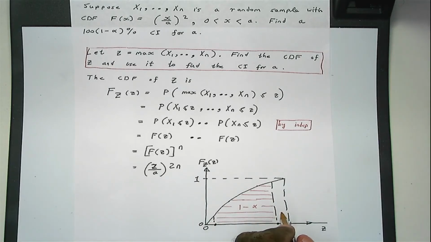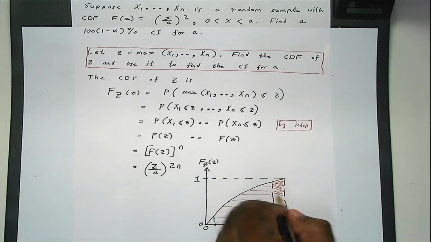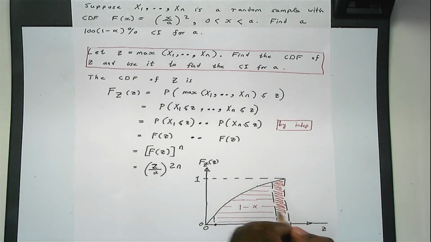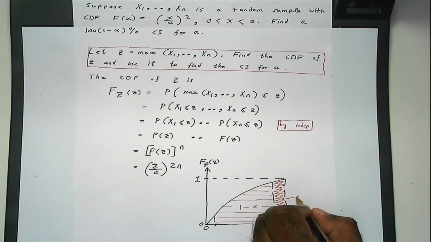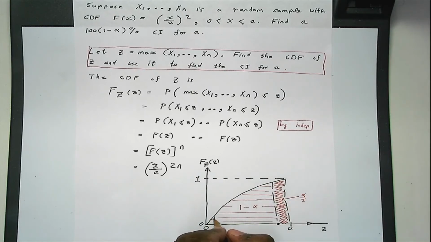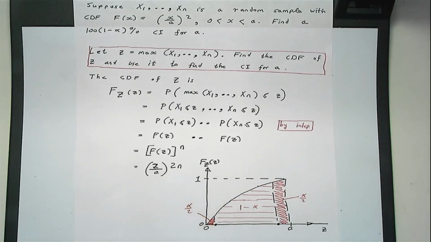So let's suppose that each of these areas is alpha by 2. So suppose this area here is alpha by 2, and suppose this area too is also alpha by 2. Now the question is, what are the coordinates of this point and this point? That's what we need to figure out, right? If we can figure out the x coordinate of this and the x coordinate of this, then that will help us to find a confidence interval.